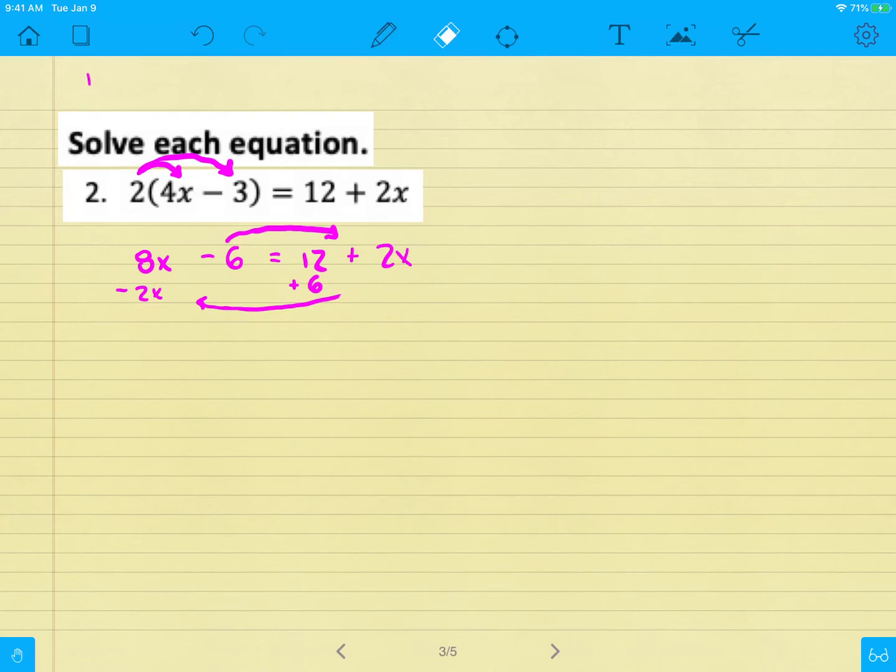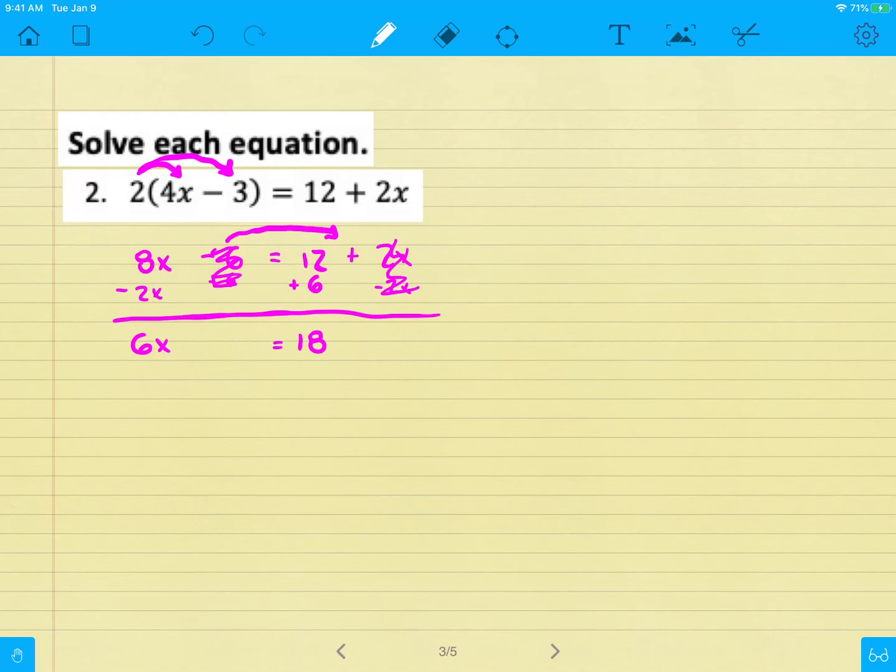If I subtract the 2x across, it's because I'm subtracting 2x from both sides. That way, on this side, the 2x's cancel out. I'm adding the 6 to both sides so that the 6's cancel over here. Remember, variables to the left, numbers to the right. So this ends up being 8 minus 2, which is 6x. I just subtract the leading numbers in front of them. They're called leading coefficients. And on the other side, 6 plus 12 is 18.